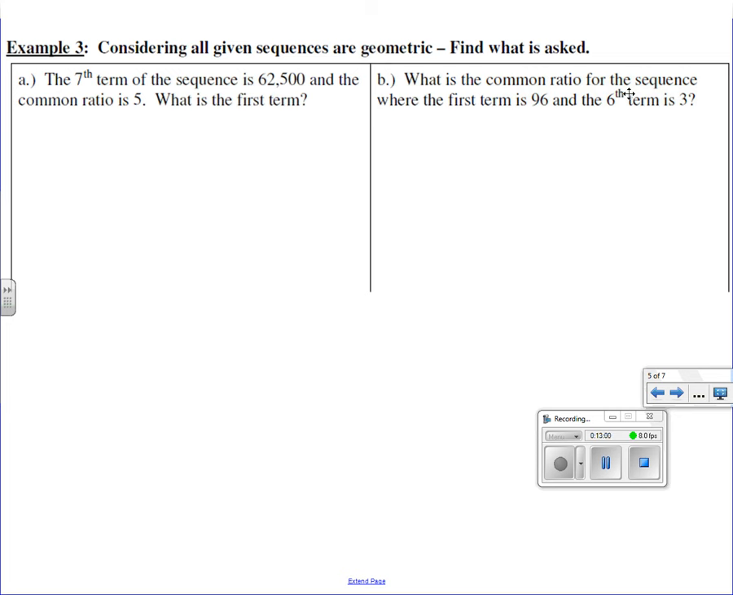Okay. Flip it over. The 7th term of the sequence is 62,500, and the common ratio is 5. What is the first term? Cole, what's something we know?